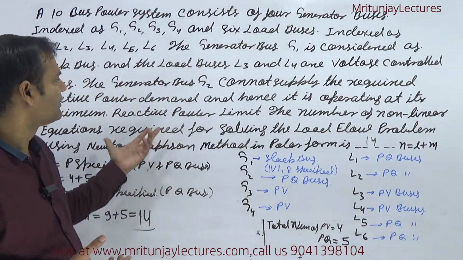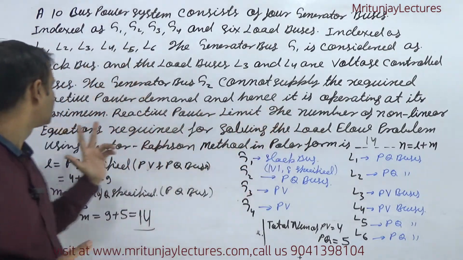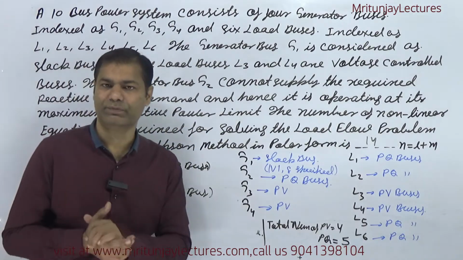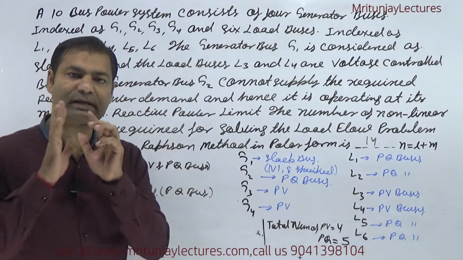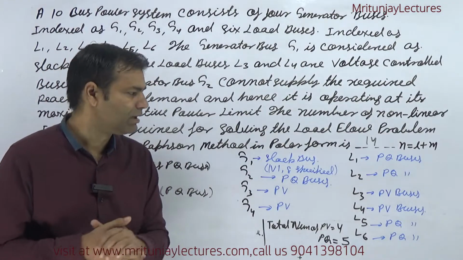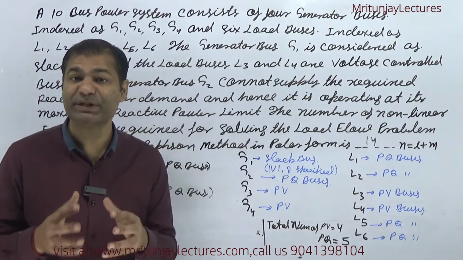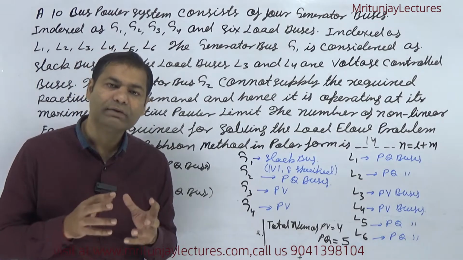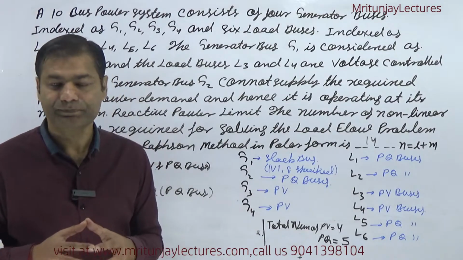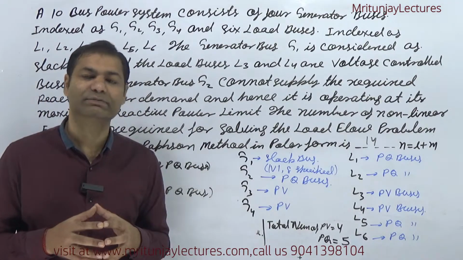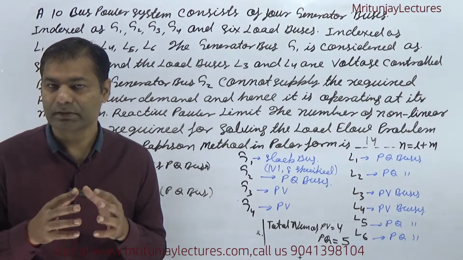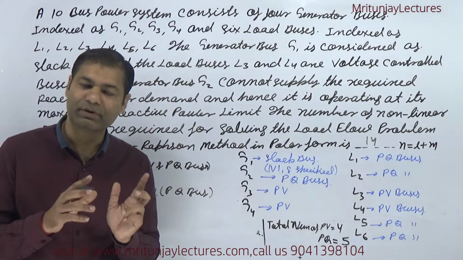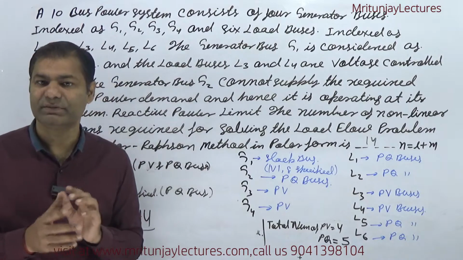After that, our motto is to determine n, the number of non-linear equations required for solving the load flow problem using the Newton Raphson method in polar form. And n is L plus M. L is the number of P specified, that is PV and PQ buses. M is the number of Q specified values, that is PQ buses.